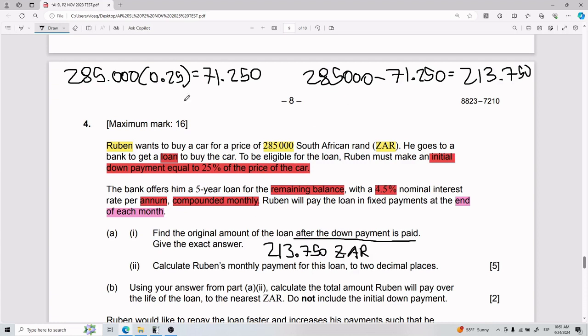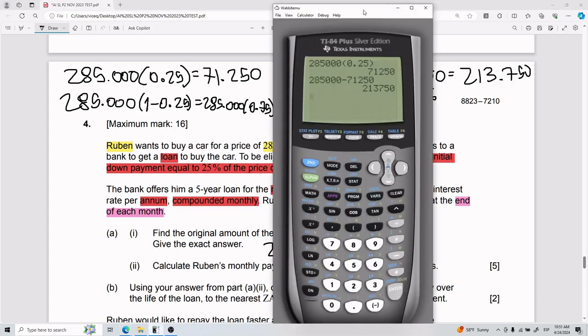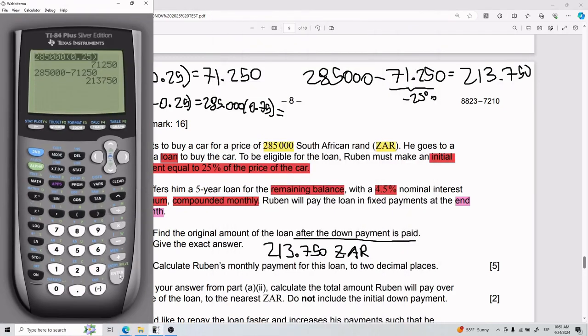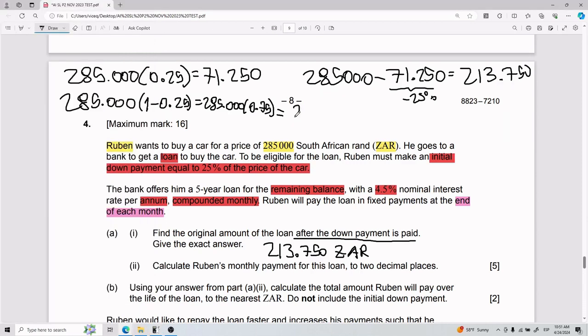Some of you guys might be thinking, there's a quicker way to do this. If you take the 285 and technically you need to take that 285 and do minus 25% of it, right? And so technically you can take the 285 and do 1 minus 0.25, which gives you the 285 times 0.75. And so, yes, technically, if you find 75% of the 285, it's the same as getting the total and doing minus 25%. So this, you can change it to 0.75, and you get the same answer, okay?